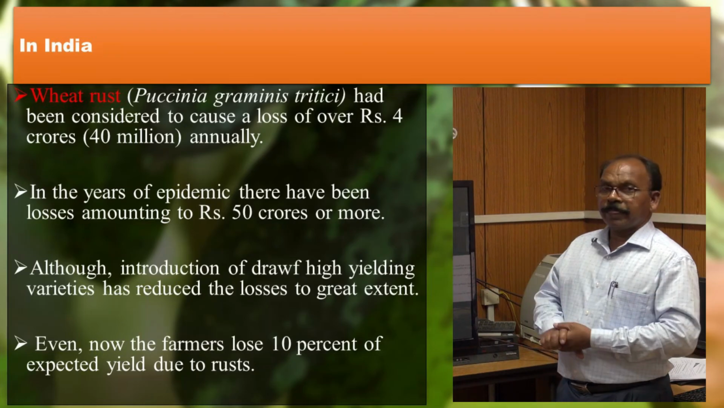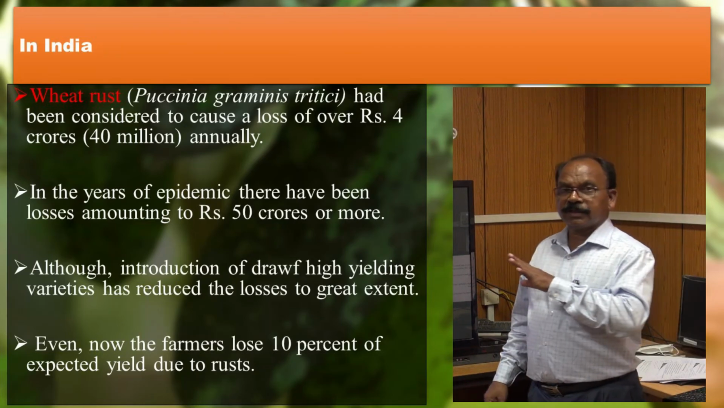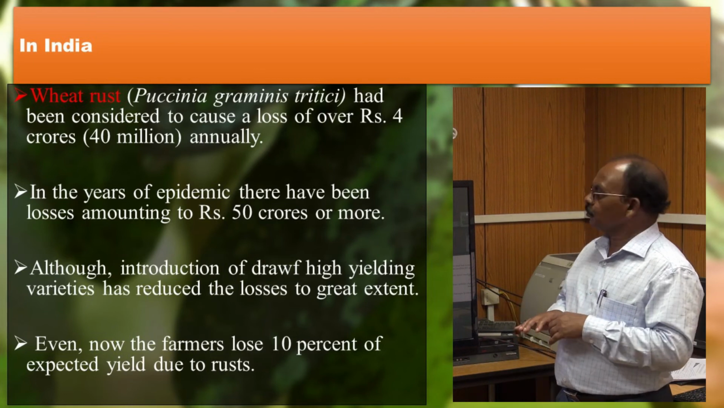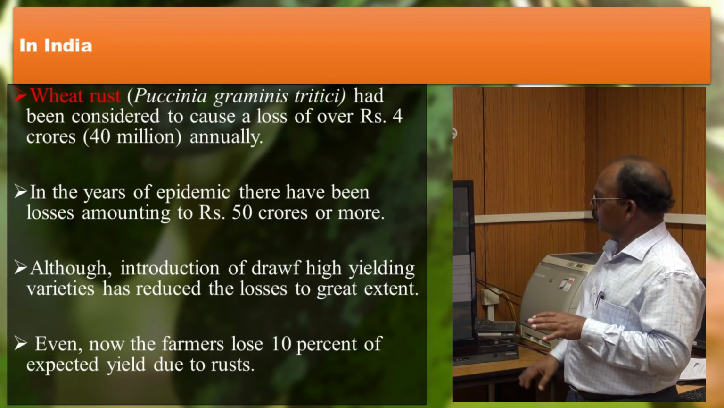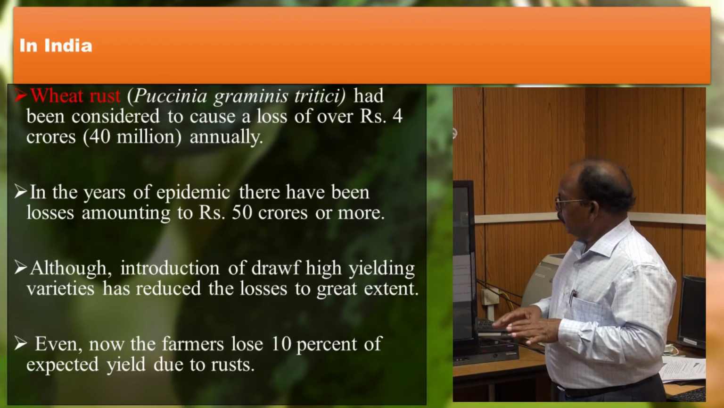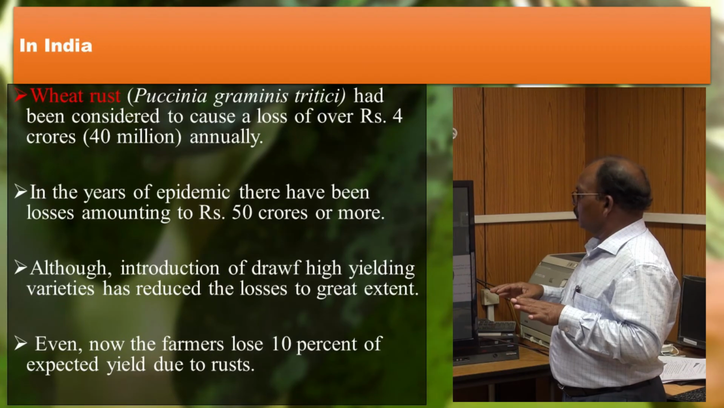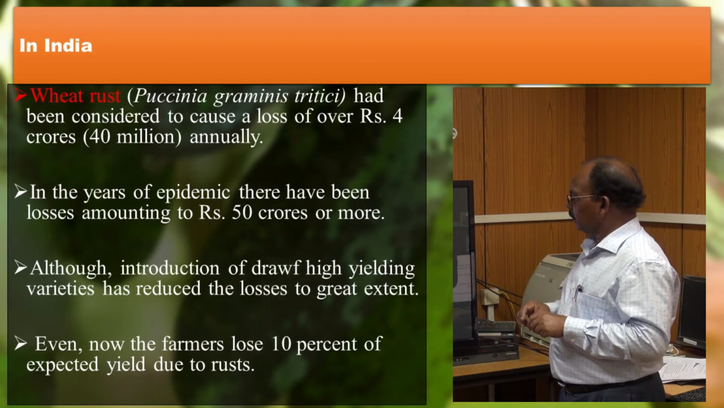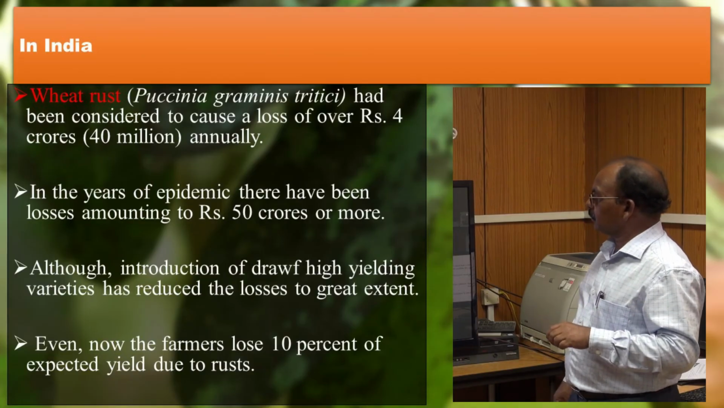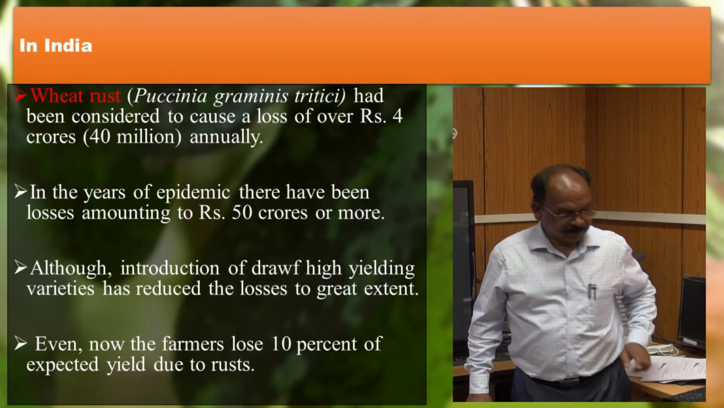In India, wheat rust, caused by Puccinia graminis tritici, had been considered to cause a loss of over rupees 4 crores, that is 40 million, annually. Although introduction of dwarf high yielding varieties has reduced the losses to a great extent, even now the farmers lose 10% of the expected yield due to this wheat rust disease.